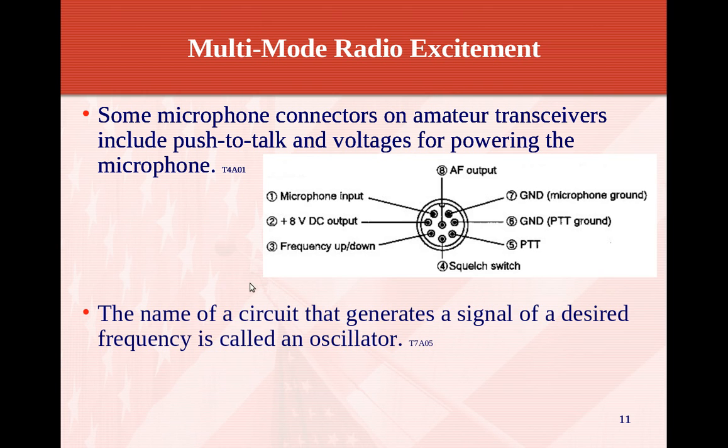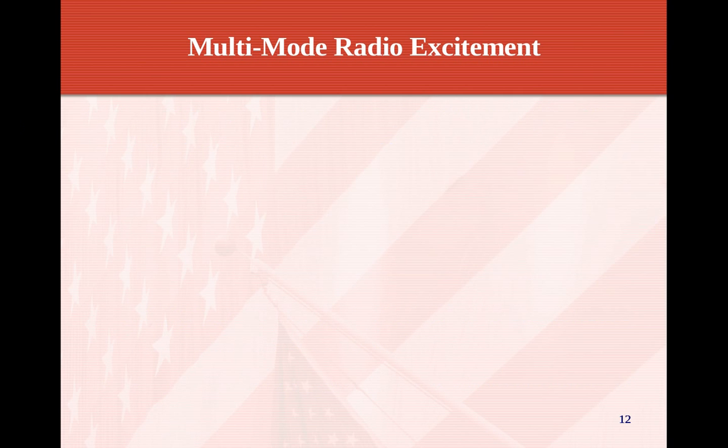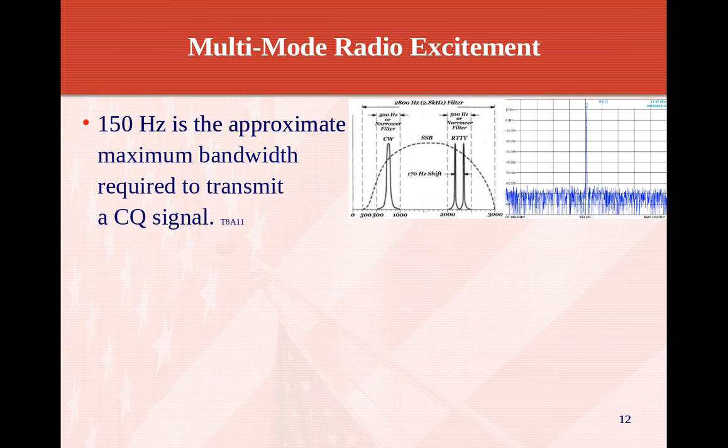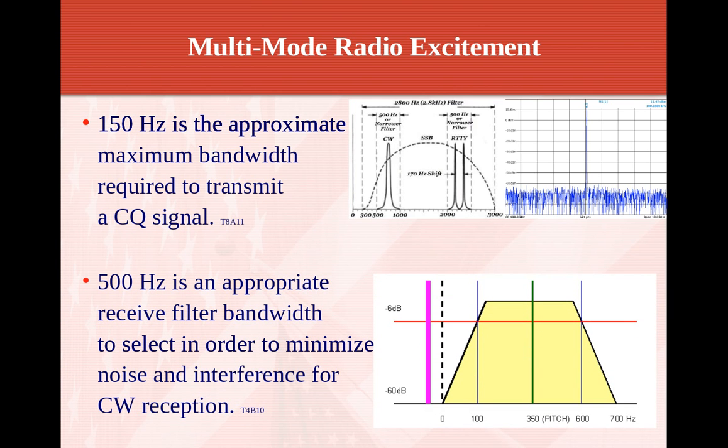The name of the circuit that generates a signal of desired frequency is called an oscillator. The type of emission that is the narrowest bandwidth is CW. Remember, that's 500 hertz for CW. 150 hertz is the approximate maximum bandwidth required to transmit a CQ signal. 500 hertz is the approximate receive filter bandwidth to select in order to minimize noise and interference for CW reception.